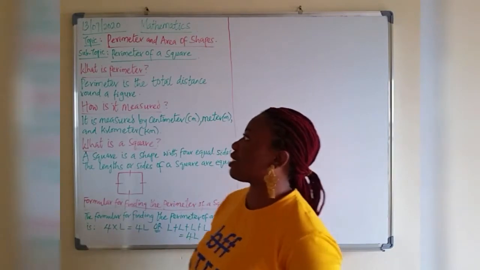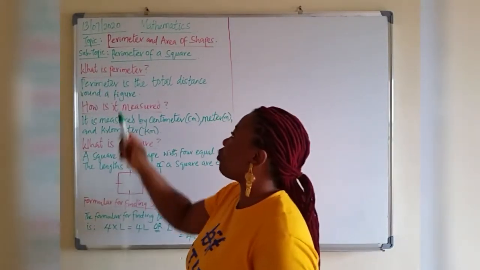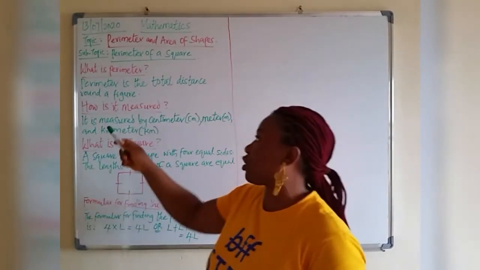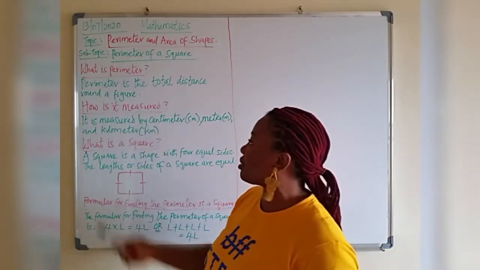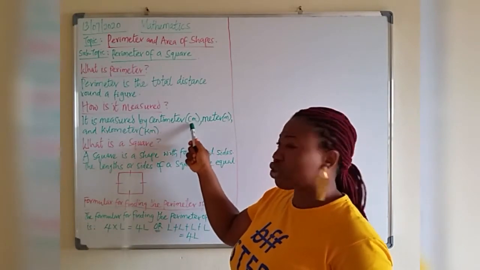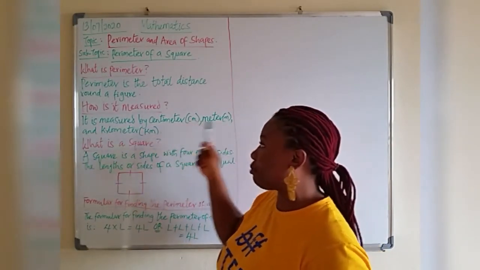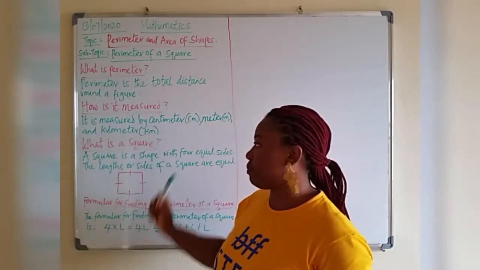Now, moving on, the last class we talked about what is perimeter. We defined what perimeter was, and we said the perimeter is the total distance around a figure. We also talked about how perimeter is measured, and we learned that perimeter is measured by centimeter, in short form cm, is measured by meter, in short form m, and in kilometer, in short form km.